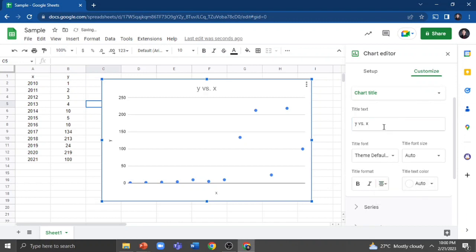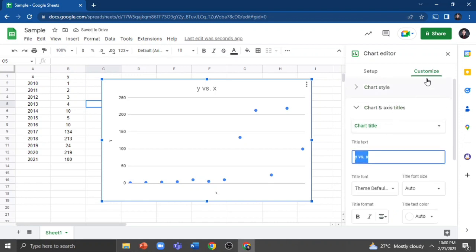Of course, when you do your graphing, it's not supposed to be y versus x. Edit that. So go to customize, go to chart and axis titles. Name the specific chart that we have here. Let's say that this is the number of cases of colds in 8Z. Let's say that. That's the title of our chart.